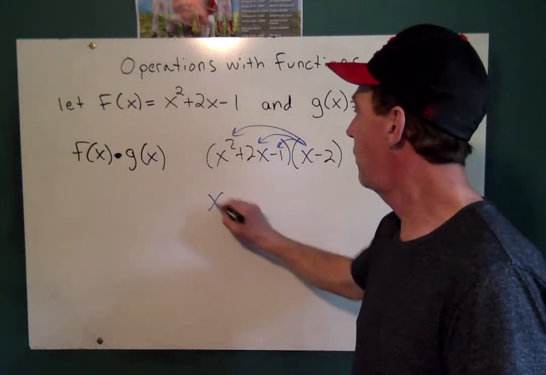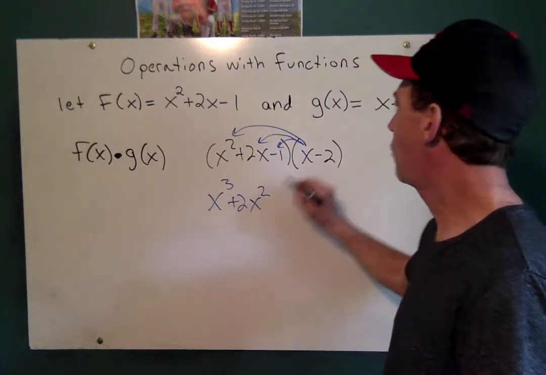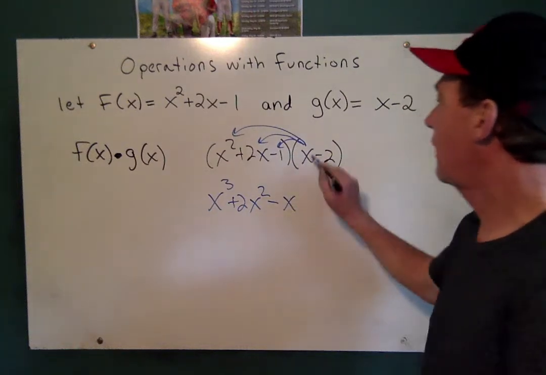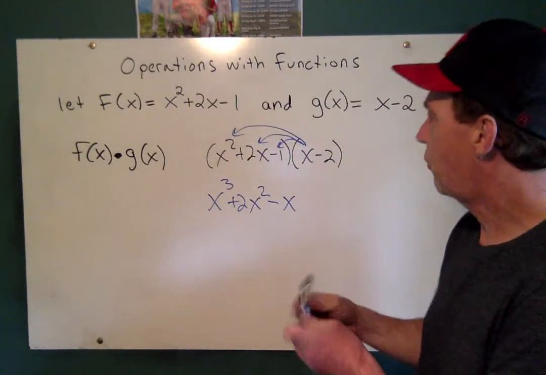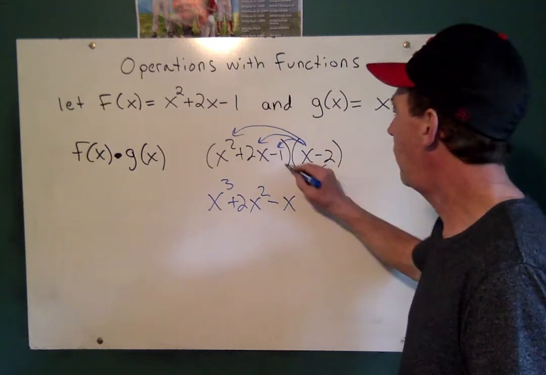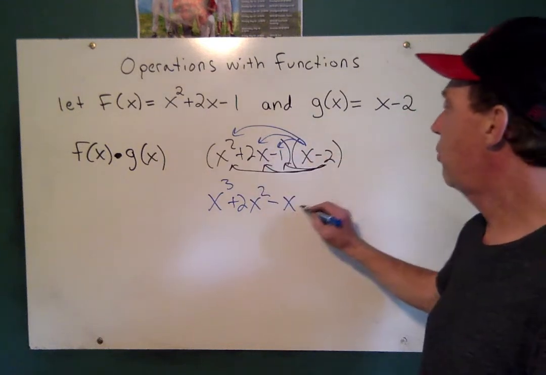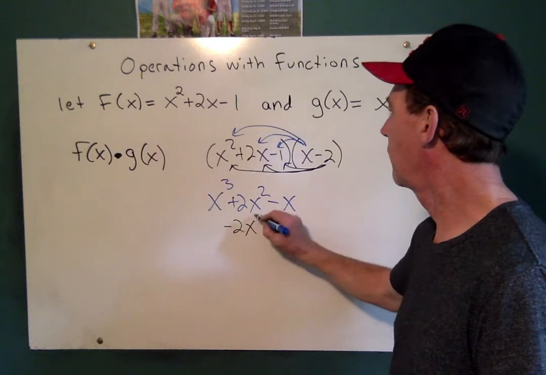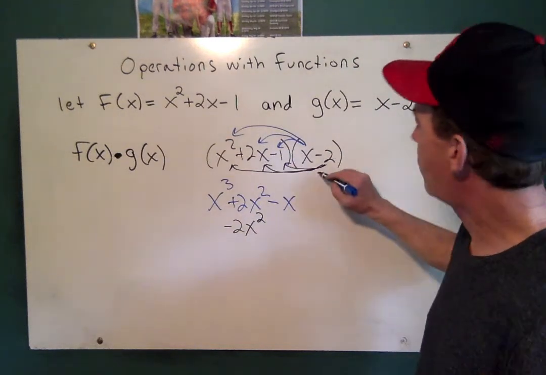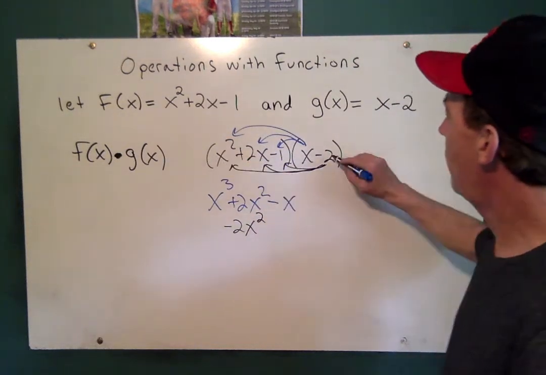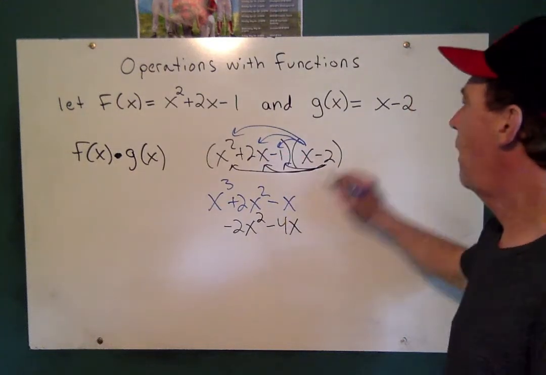That'll give me x to the third, and then plus 2x squared minus x when I multiply x times each of those. Now I'm going to multiply the negative 2 times each term as well, and that gives me the 6 multiplication problems required. Minus 2x squared, and then negative 4x, and then positive 2.